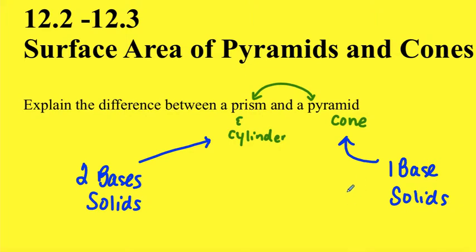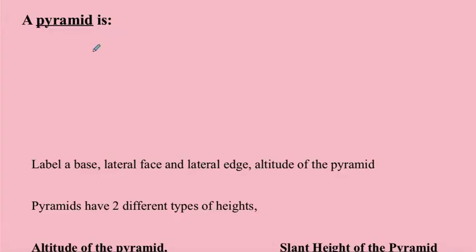Okay, so I'm actually going to draw a cone and a cylinder so you can really see the difference. So a cone has a circular base, but you can see it only has one of them. And then a cylinder has two circular identical bases, like that. All right, so right now we're going to focus on a pyramid and a cone. So first, we need to know what a pyramid is.